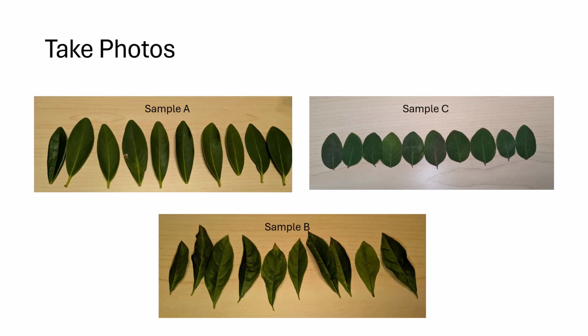Make sure each photo is labeled, either with a piece of paper in the picture that says species A, B, or C, or with the actual species name if you know it. This is your proof of sampling and your record of the material you used. Think of these photos like part of your lab notebook. They help document that you collected real samples, that you used the correct number of leaves, and that your measurements are based on actual data.